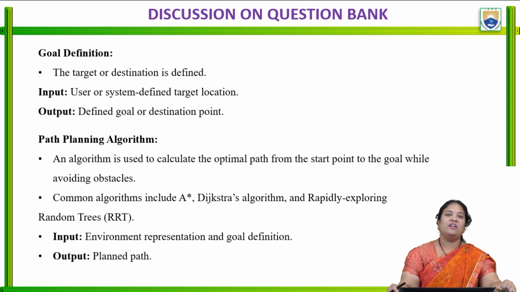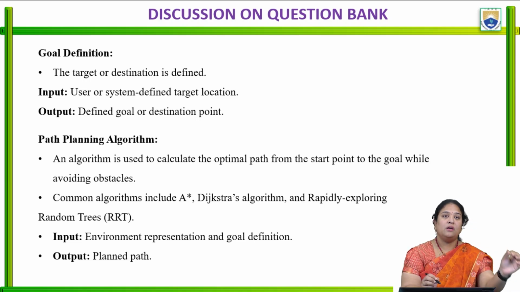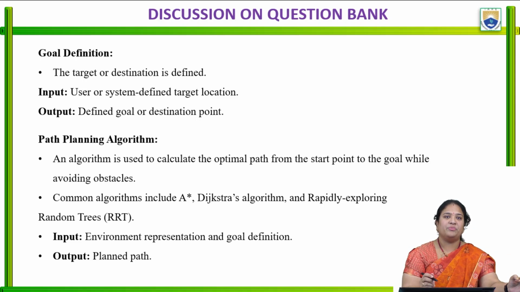When we come across the goal definition, it is generally where a target or destination is defined. That is when the user or the system defines some target location. The output we get with this goal definition is nothing but the destination point. When we need to move from one place to the other, we need to have an initial point and a destination point. So when we are placing that, we will be getting the goal identification.